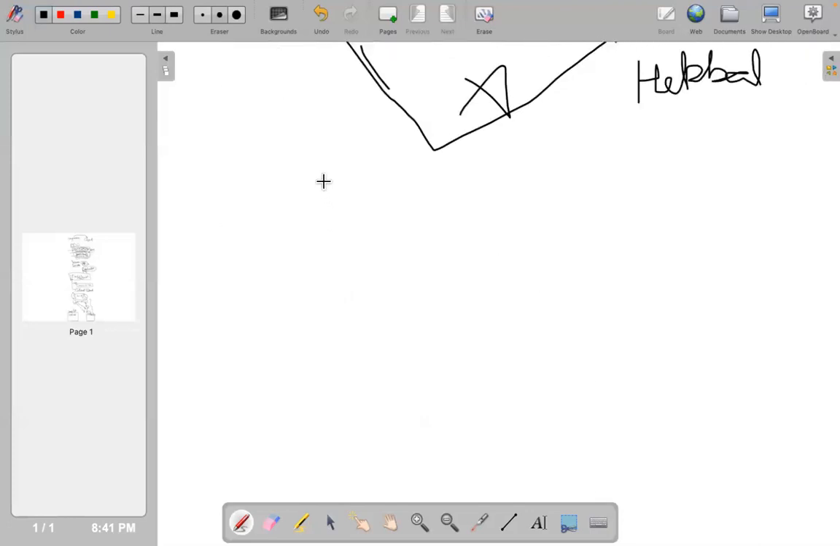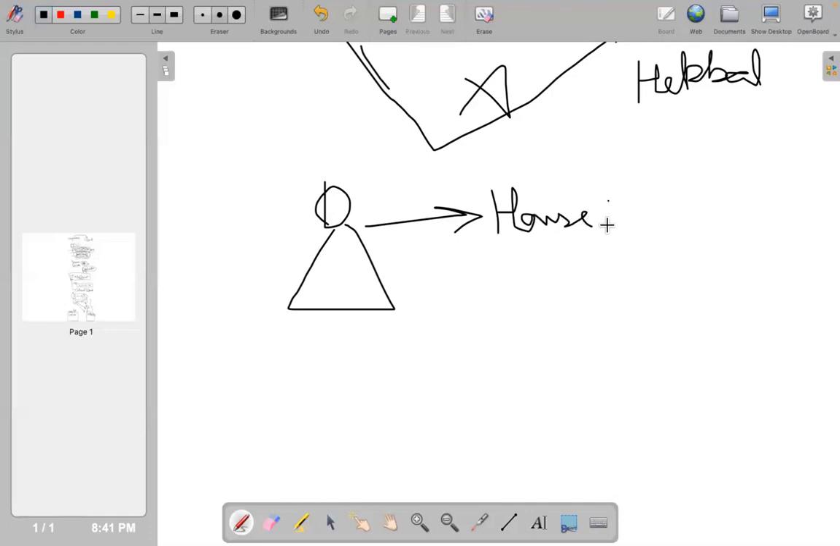Now the third is, suppose you are a human being and you will have some name. Actually, one will be a house name and one will be an official name. House name is like a nickname. At home, instead of Dinesh, they might call you Sonu. So this is your nickname.